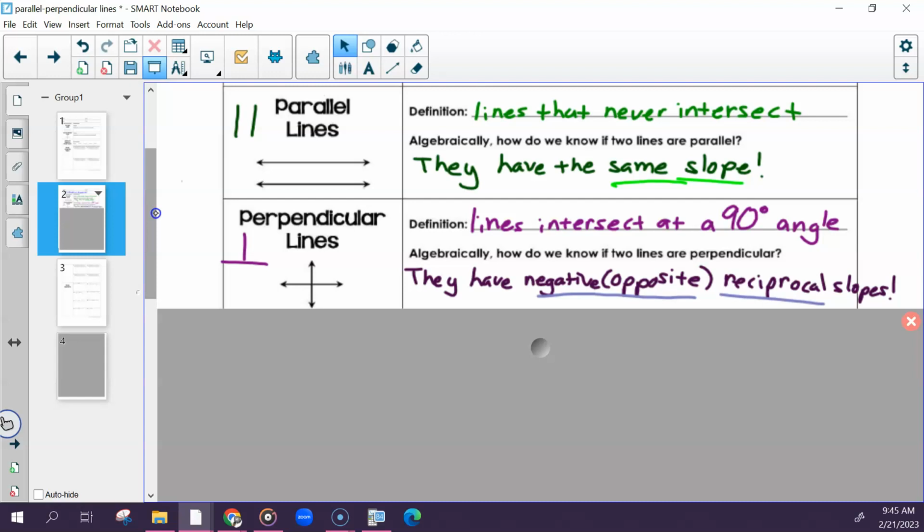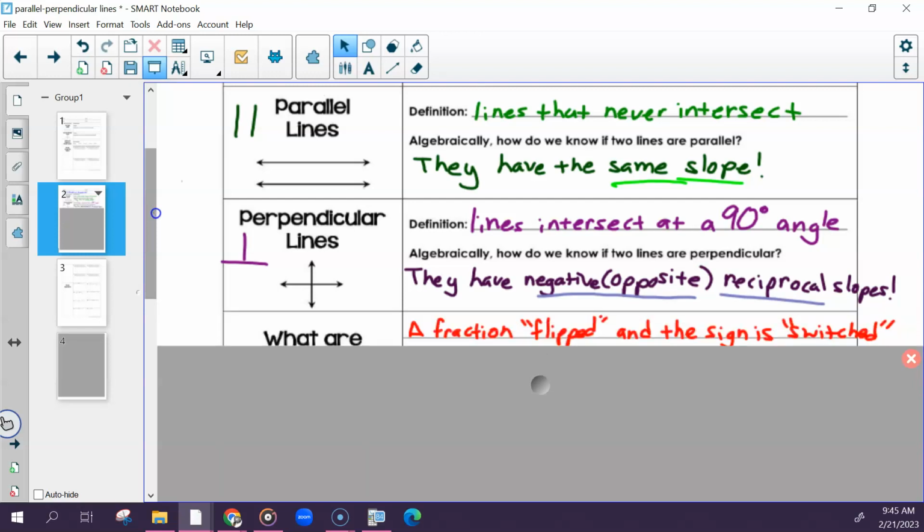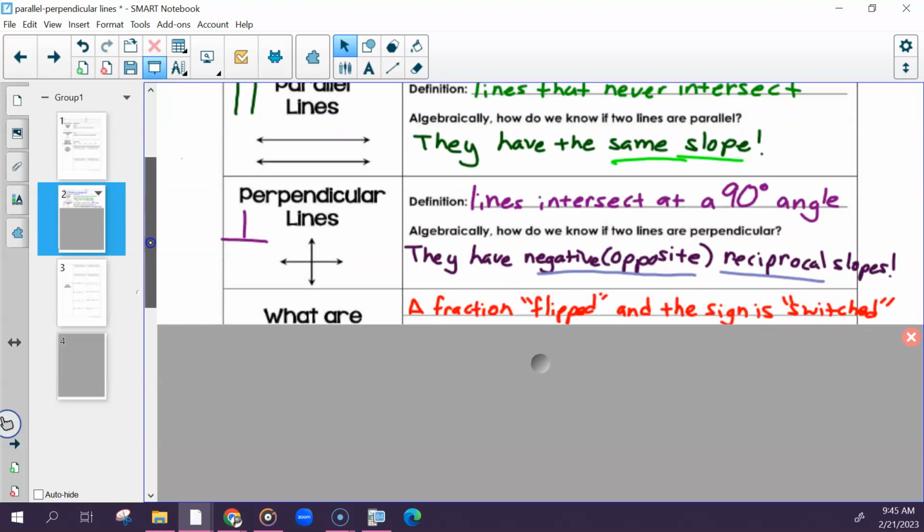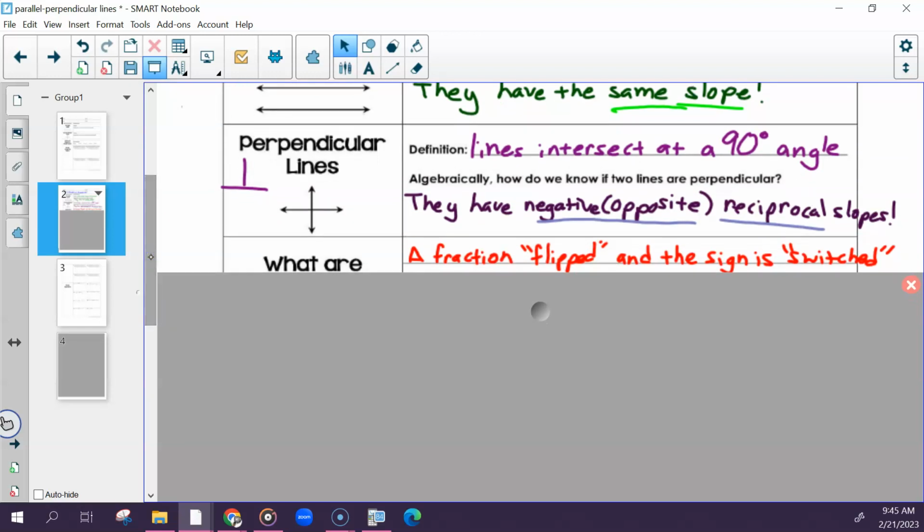The next one is talking about negative reciprocals. That is a fraction that's flipped and the sign is switched. So if it was positive, now it's negative, or vice versa. And it's flipped. So 1/2 is now 2, 2 is now 1/2, 3/5 is now 5/3, all of those things.